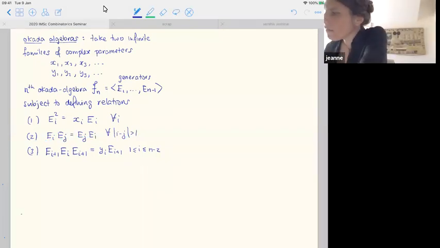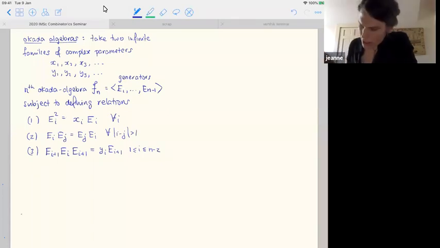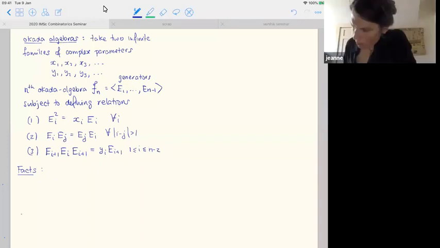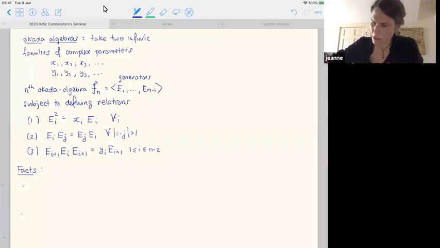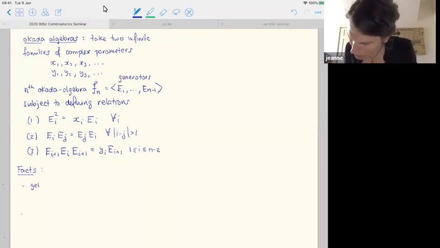Right. So let me just state some facts here about the Okada algebra. Clearly we get a tower. I mean, these algebras naturally sit inside one another. So we get an infinite tower: F0 contained in F1, F2, etc.